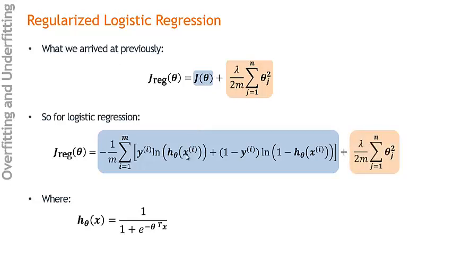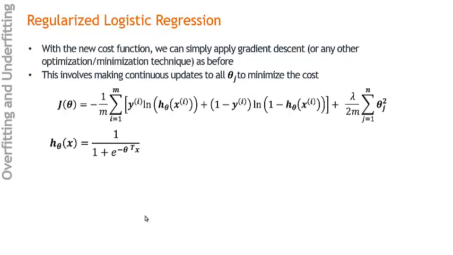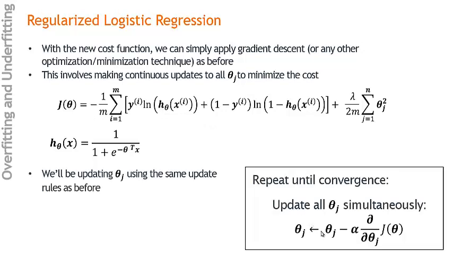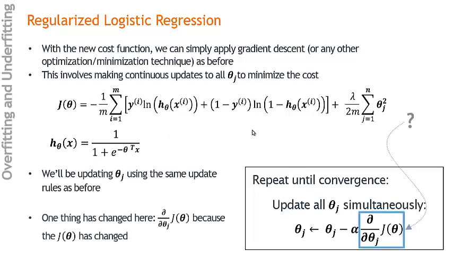And remember, with logistic regression, this h, this probability function, has this form with the exponential. It's the logistic function. So we can simply apply gradient descent as before with our new J. This means that we're going to update our theta j using the derivative. So we need to evaluate the derivative. There's a minor change to the derivative.